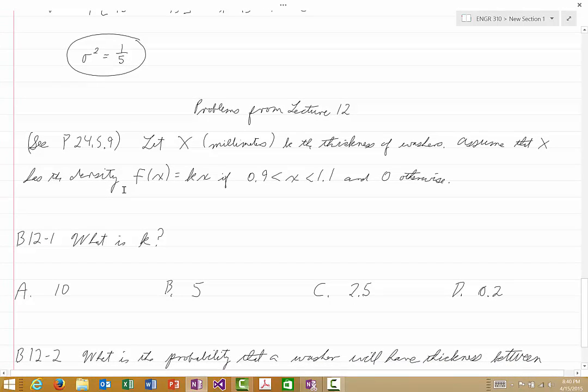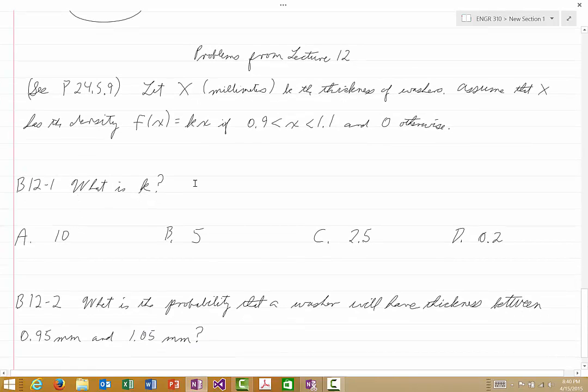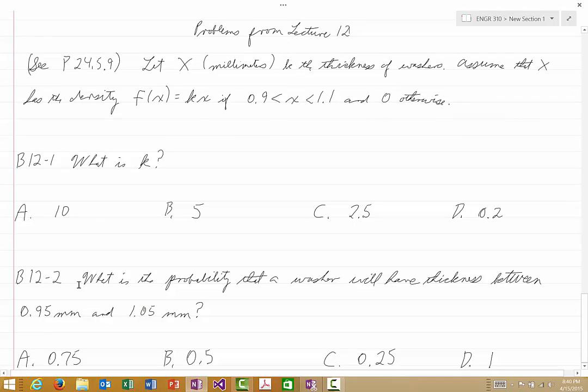So the situation, again, just to refresh your memory, is that x, which is measured in millimeters, is the thickness of washers, and x has the density f of x equals kx if 0.9 is less than x is less than 1.1 and 0 otherwise. And problem 12-1 asks for K, and then problem 12-2 asks for the probability that a washer will have a thickness between 0.95 millimeters and 1.05 millimeters.